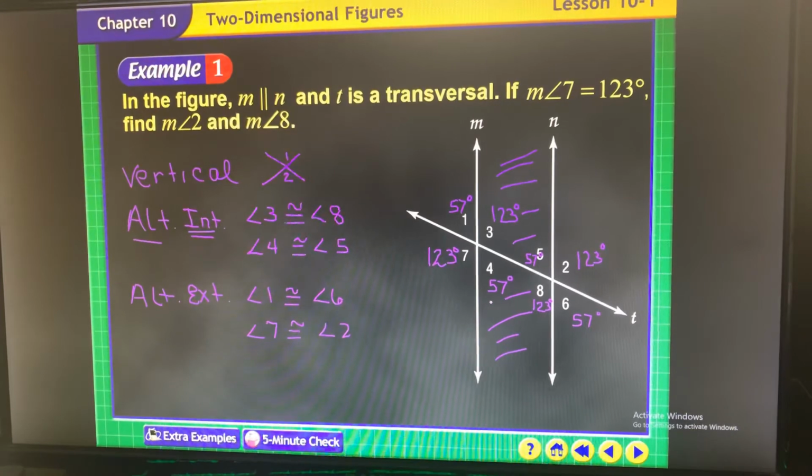Seems a little confusing, but once you get the hang of it and you identify these, it's really quick to see a pattern when you place it all on your parallel lines. I always place it all on my angles so that I can see that pattern and make sure that I didn't make a mistake. Another name I want you to be familiar with is supplementary.